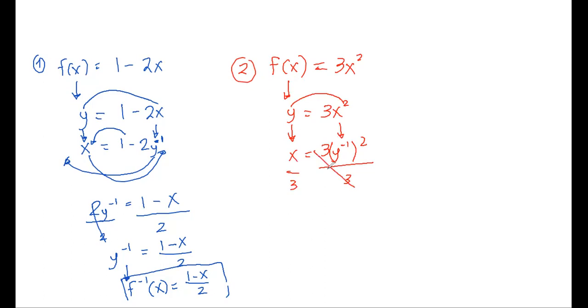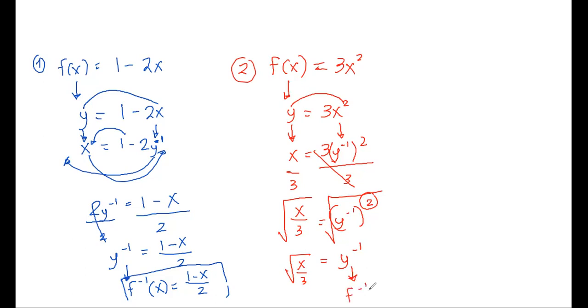So we now have x over 3 equals y to negative 1 squared. To eliminate the square, we need to extract the square roots of both sides. So we now have y to the negative 1 equals square root of x over 3. And the last answer, we need to change y to negative 1 to f to the negative 1 of x equals square root of x over 3. We apply the symmetric property, it will become f to the negative 1 of x equals square root of x over 3. Here's the answer for number 2.